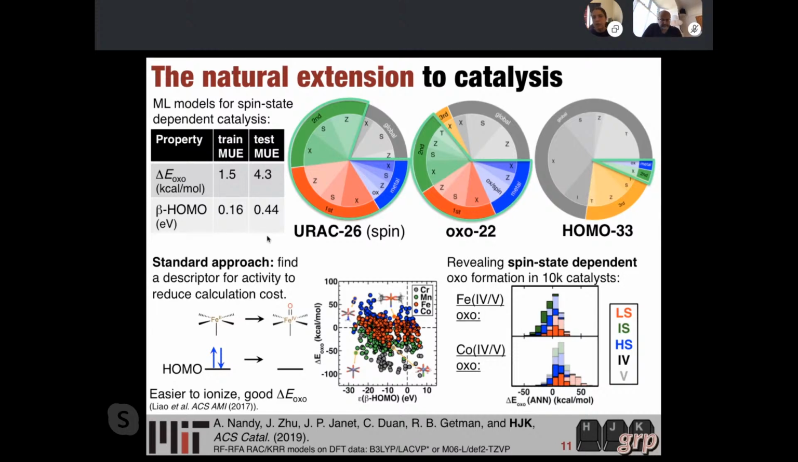Now that we have a model that can predict oxo formation energies, we can validate our expectation that spin is an important determinant for the oxo formation energy. We can rapidly evaluate 10,000 hypothetical catalysts and see that depending on whether we're in the red, blue, or green spin state, we see significant differences. Spin and oxidation state, for some of the metals, iron 4 in particular, govern what the oxo formation energy is. These variations are on the order of 20 to 30 kilocalories per mole, which is quite significant.